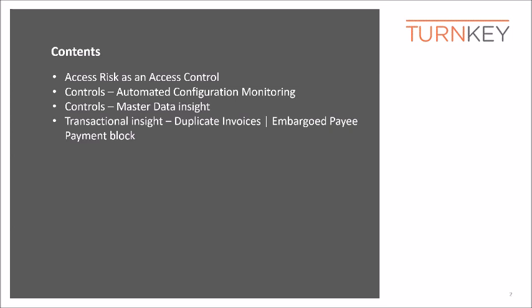Again, previous to the earlier webinars, we were talking about access risk and how that is more powerful when it's an access control. But we're going to take this and move it through into the next few stages, which is looking more into automated configuration monitoring, a bit more of master data insights, and then trying to get those bots to actually do the decision making for us. So actually being able to propose decisions and call out outliers.